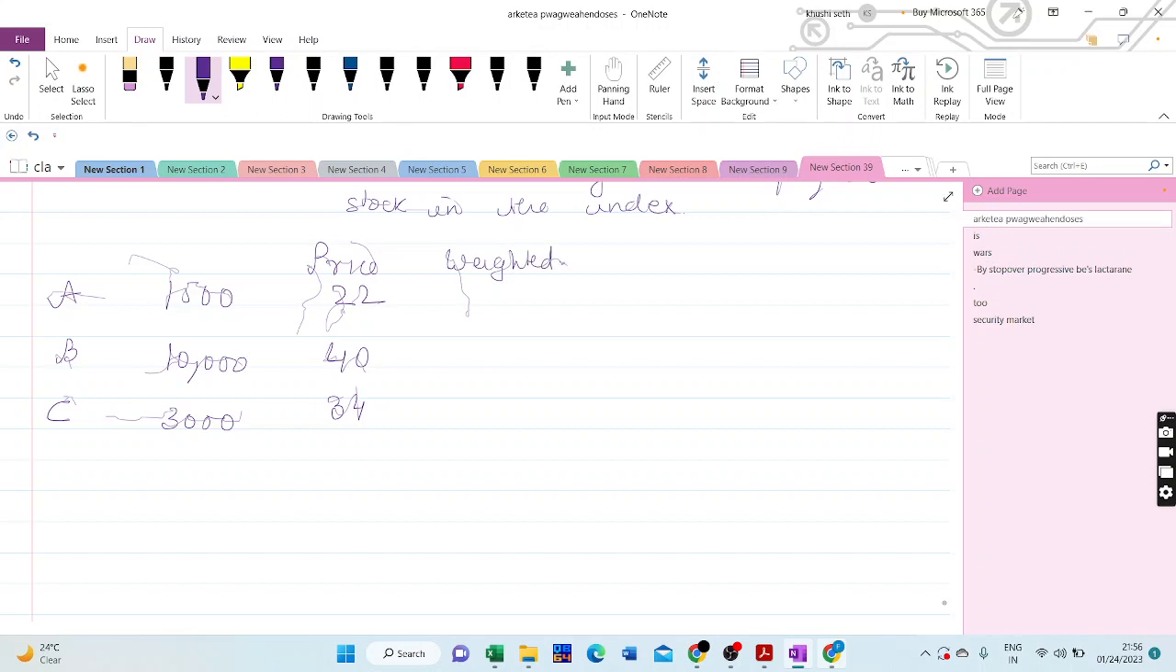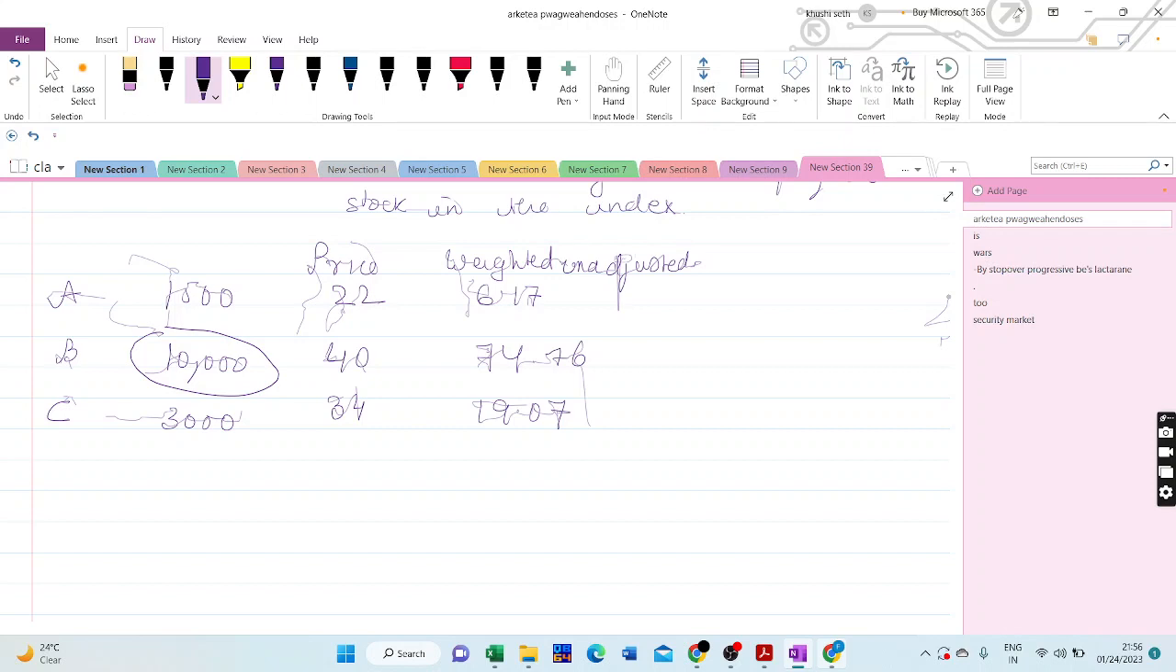And its weight in an unadjusted market cap was how much? What were the weights, guys, that we had calculated? Weights not adjusted for float. 6.17, 74.76, and 19.07. Now say out of the total 10,000 shares of stock B, only 3,000 are available for public trading.